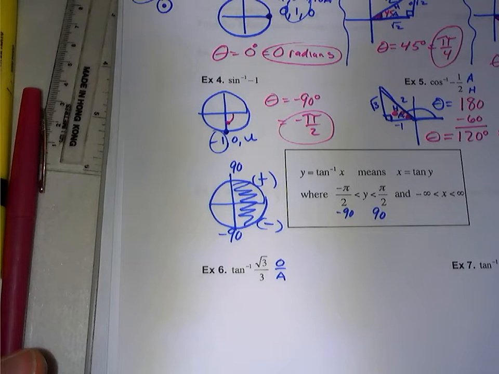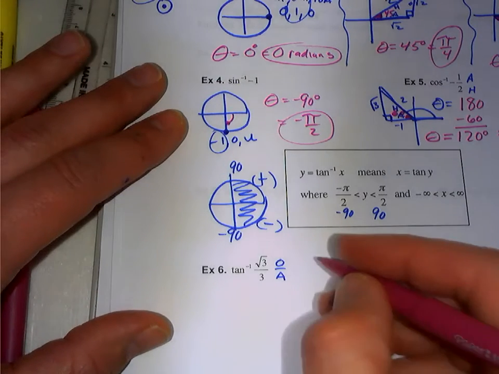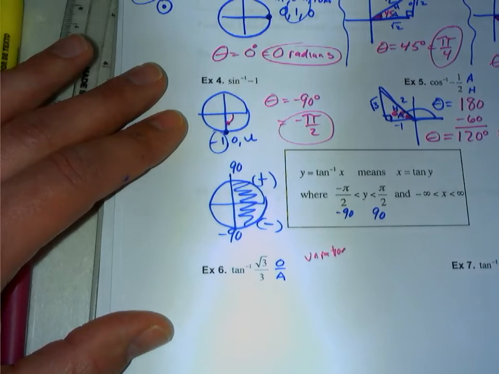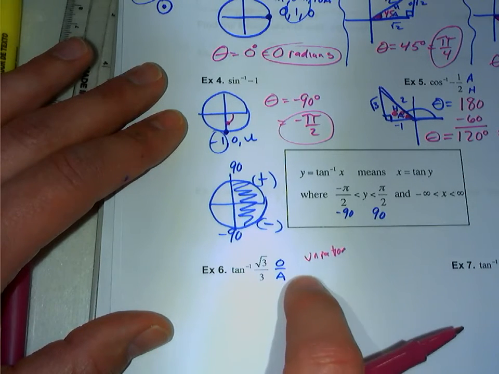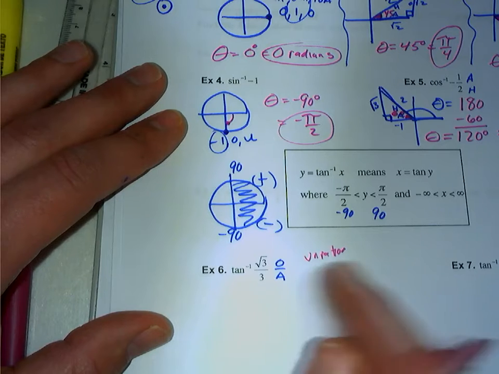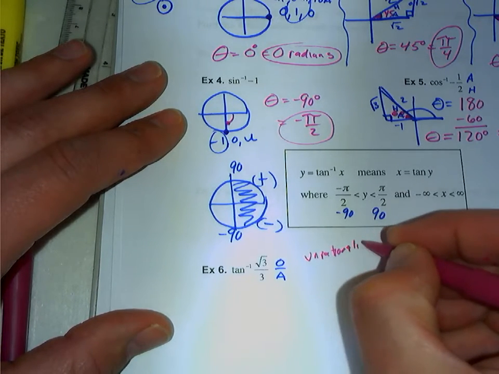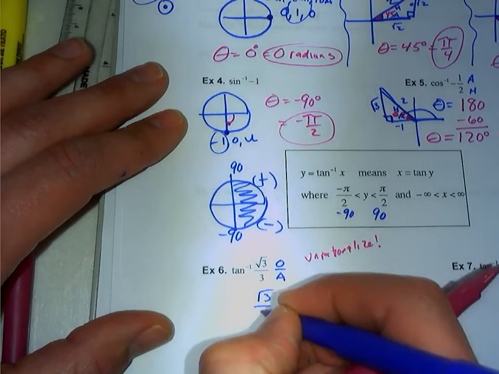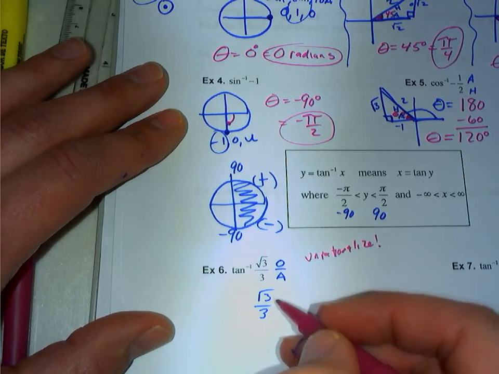Mac? Yes. Yeah, the person that did this one didn't want to be a dirty rat, right? So they rationalized it. So you need to unrationalize. Very good. So you can take this root 3 over 3 and unrationalize it.